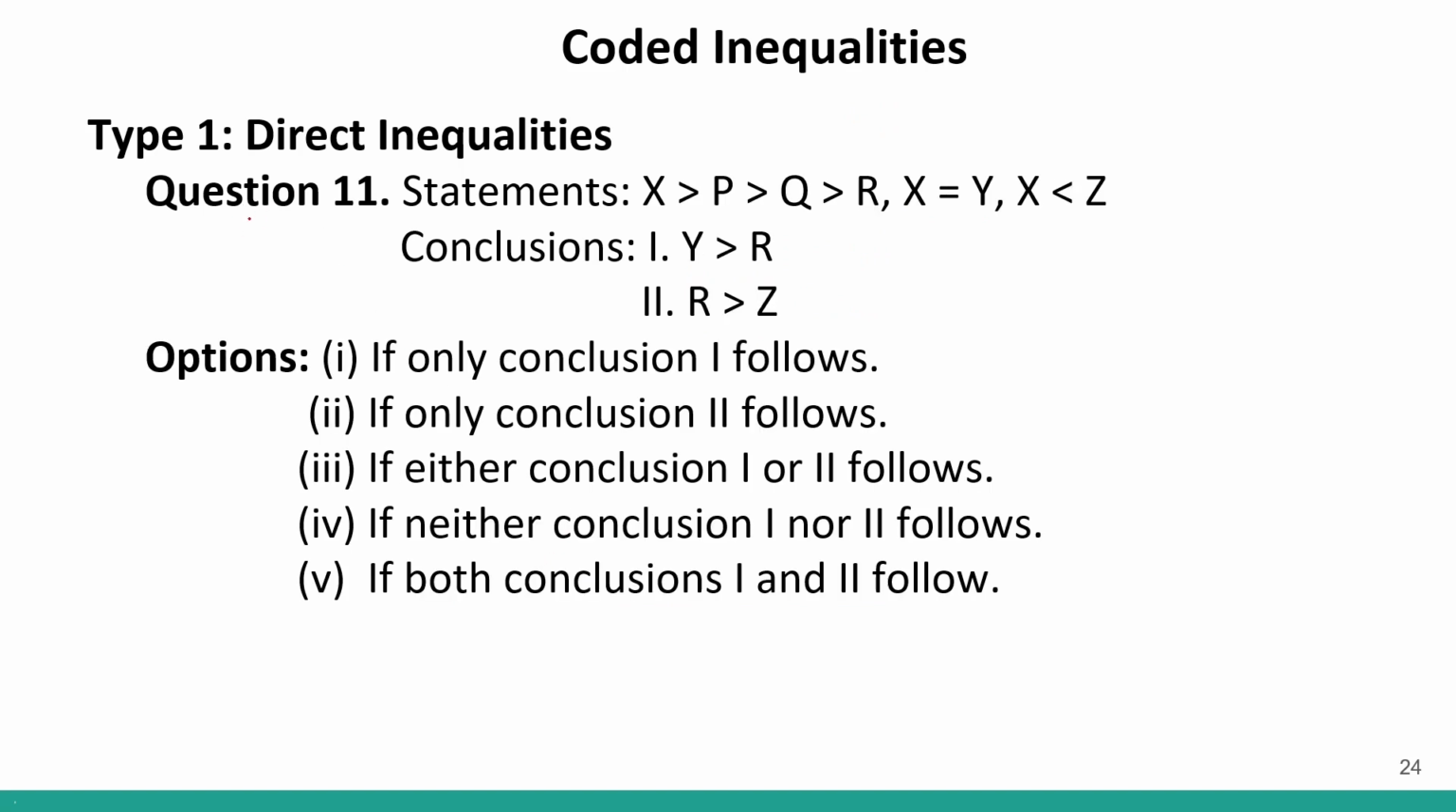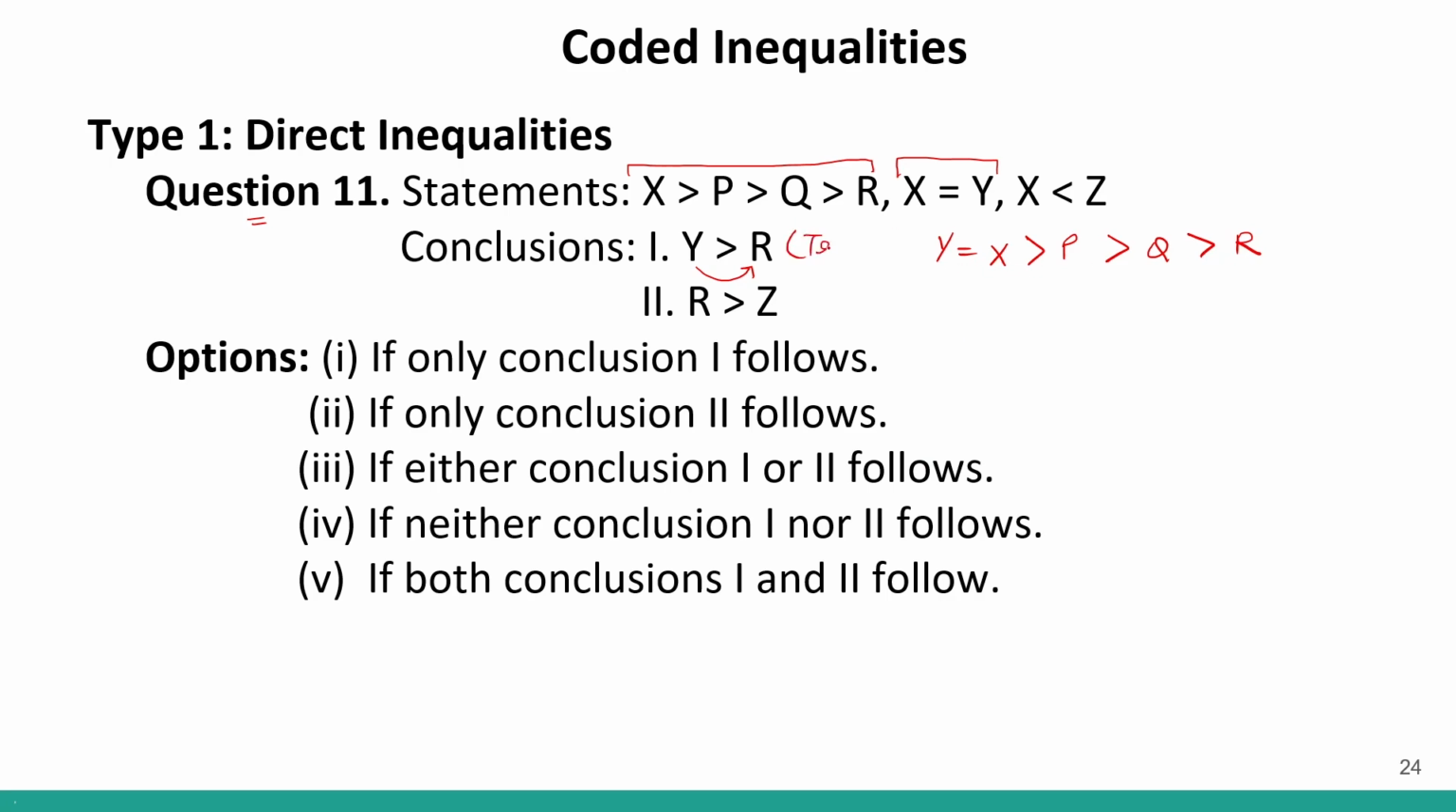Coming to question number 11. Statement and conclusions. First statement says that Y is greater than R. That means we will move from Y to R, correct? If I move from Y to R, I can see that Y is equal to X, and we have a relationship between X and R. So if I combine them, I can say Y is equal to X is greater than P is greater than Q, and Q is greater than R. So based on this information, I can say definitely that Y is greater than R.